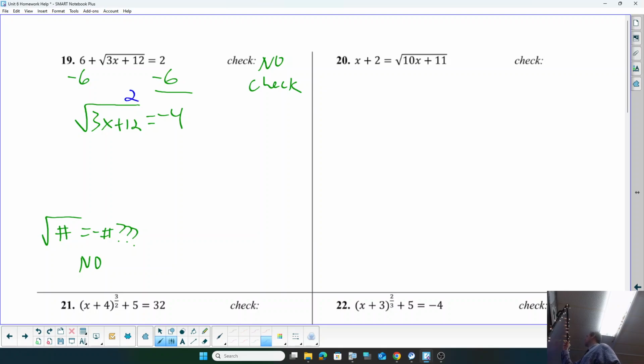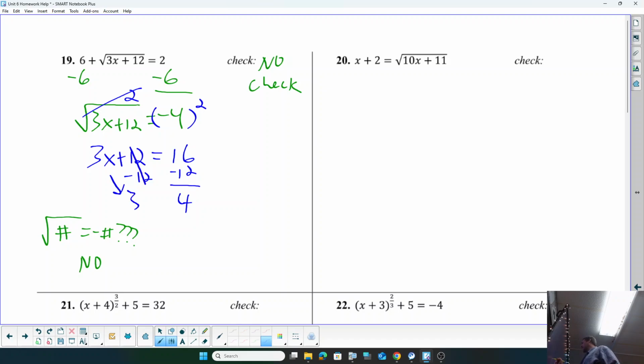So let's power 2 both sides. We get positive 16. That's what tricks us: powering 2 both sides changes it to positive. We'll minus 12 and get 4. 16 minus 12 is 4. Bring down the 3x, and then we divide by 3. So we get 4/3.